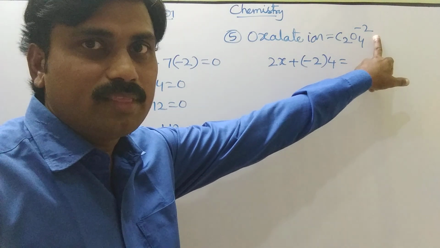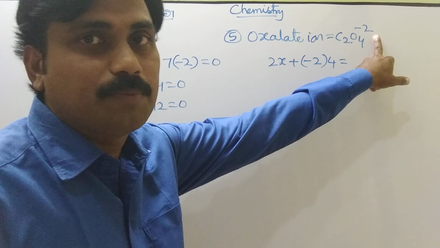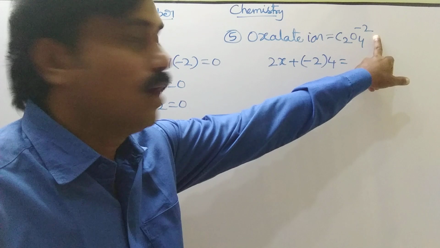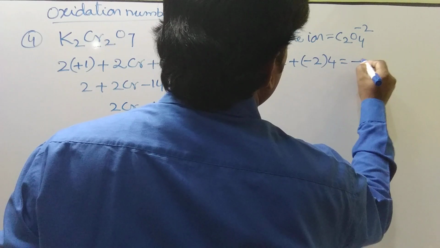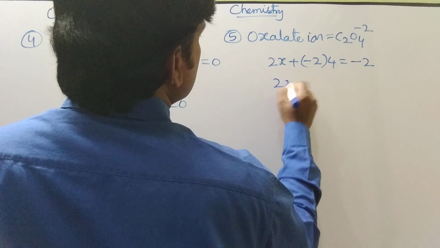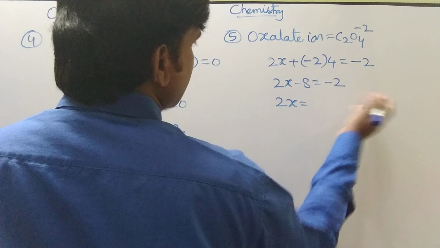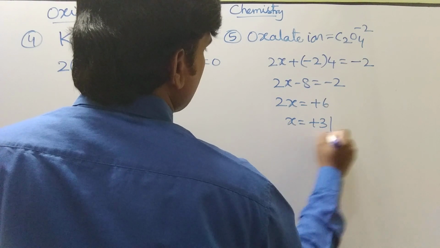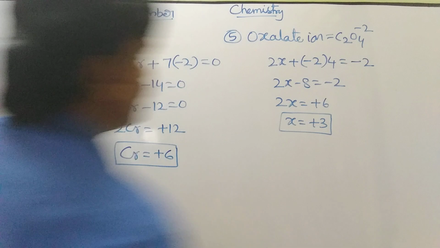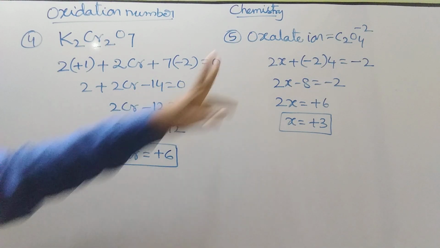The algebraic sum of all the atoms is equal to 0 in neutral compounds. The algebraic sum of all the atoms of an ion is equal to its charge. Its charge is minus 2. So 2x minus 8 equal to minus 2. 2x equal to, taking to the right side, plus 6, and x equal to plus 3. So in oxalate ion, the oxidation state of carbon is plus 3.